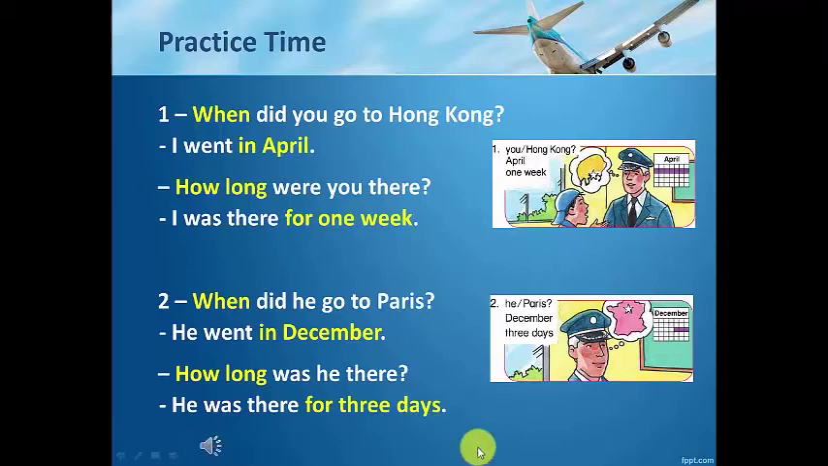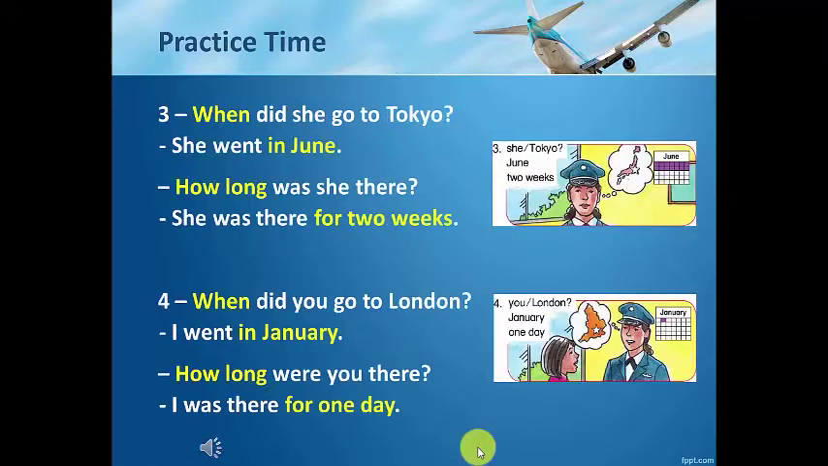Number 2. When did he go to Paris? He went in December. How long was he there? He was there for 3 days. Number 3. When did she go to Tokyo? She went in June. How long was she there? She was there for 2 weeks. Number 4. When did you go to London? I went in January. How long were you there? I was there for 1 day.